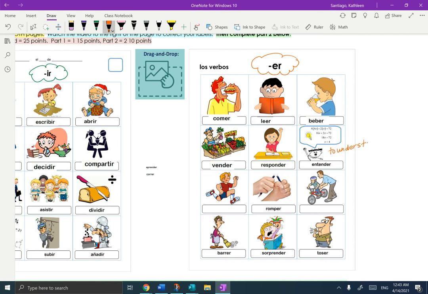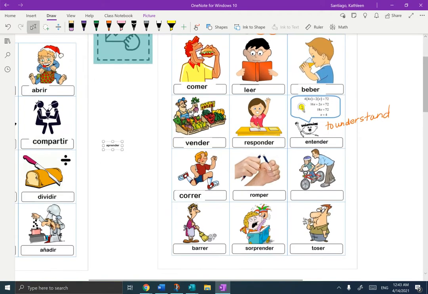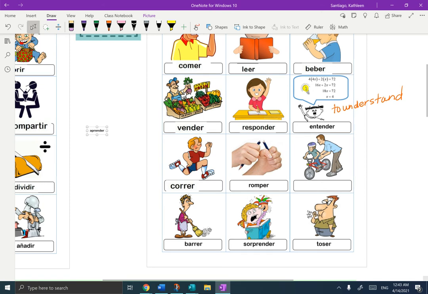To understand. Entender. Okay, then we have correr. Correr, to run. Romper. Okay, romper. If you fall on your rump, which is your bottom, you're going to break it. Romper, to break.